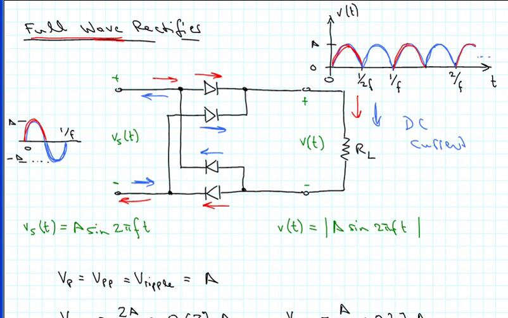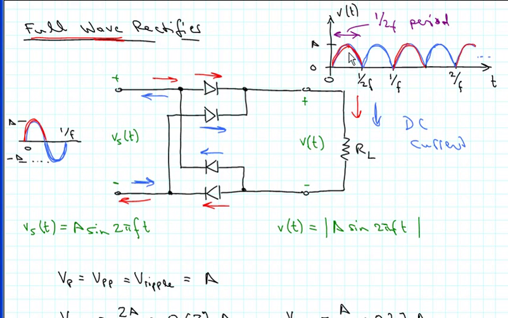One of the things that you notice here is that the period of the DC waveform is only 1/2 of the period of the sinusoid at the input. So it's 1/2f is the period. So if the input is 60 Hertz, for example, then we actually get a fundamental frequency of 120 Hertz here at the output.